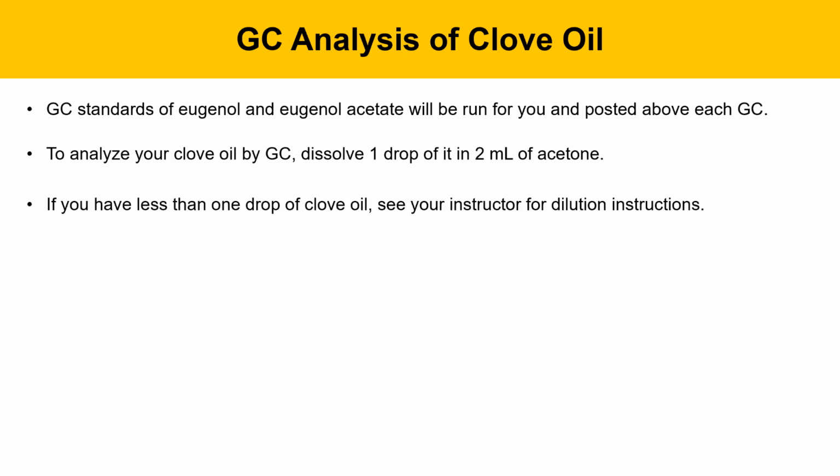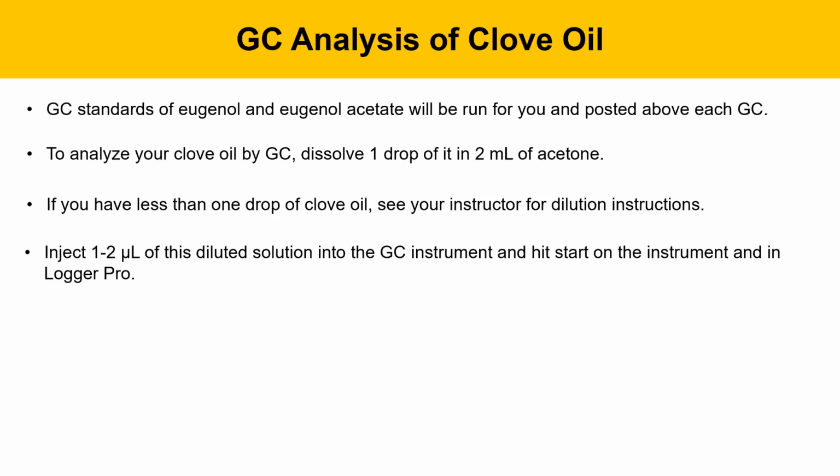To analyze your clove oil by GC, we'll dissolve 1 drop of it in 2 milliliters of acetone. If you have less than 1 drop of clove oil, see your instructor for dilution instructions. Then we'll inject 1 to 2 microliters of this diluted solution into the GC instrument, and we'll hit start to get the software acquiring data.